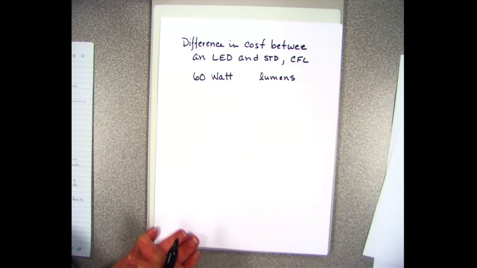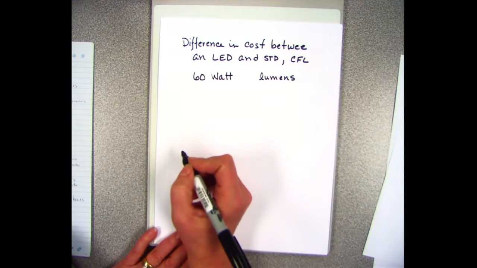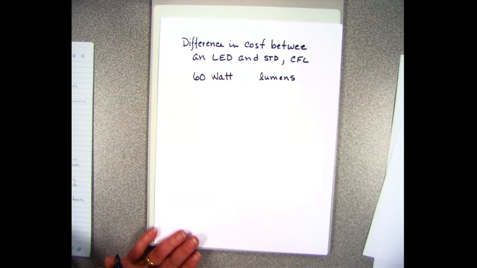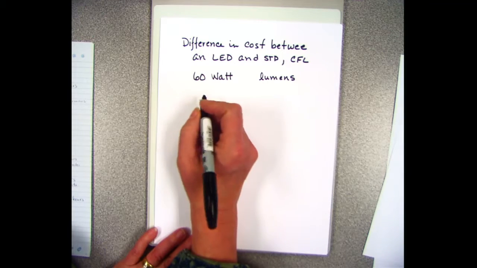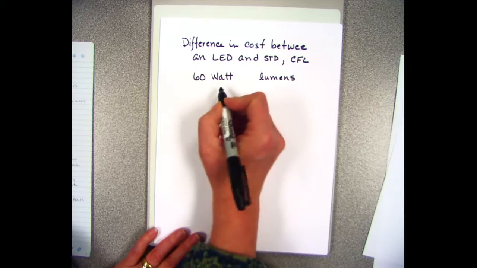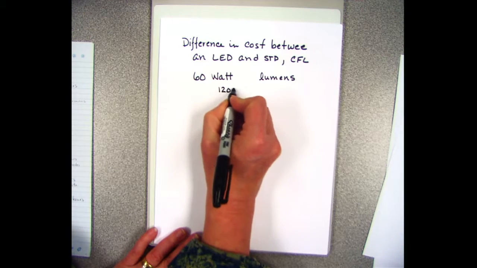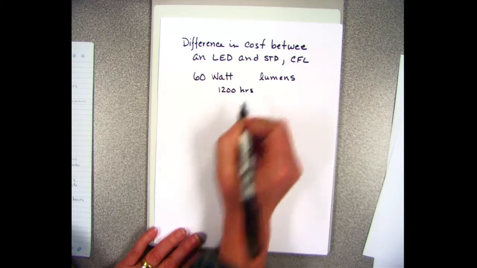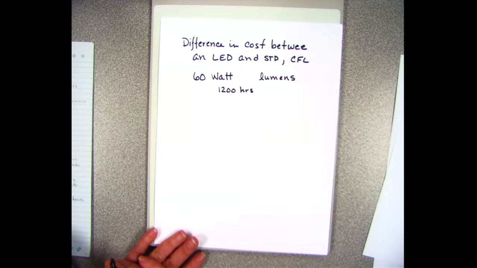So if I wanted to get the equivalent LED for a 60 watt light bulb, and the equivalent compact fluorescent for a 60 watt light bulb, this is what happens. If I get a regular 60 watt light bulb, it was expected to have a lifetime of 1,200 hours. That was its expected lifetime before it would burn out.